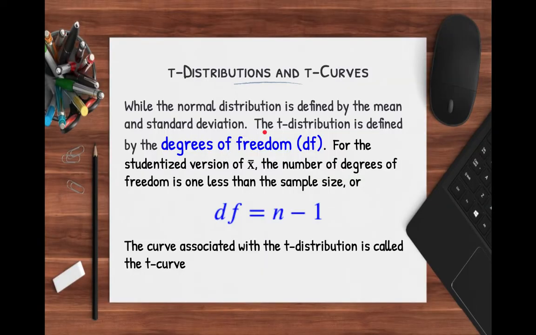So with the normal distribution, we can say, give me the mean and the standard deviation, and I can define the normal distribution. The t-distribution is defined only by one number, and that's what we call the degrees of freedom. The degrees of freedom is based on the sample size. We take the sample size minus 1, that's the degrees of freedom. And that's all we need to know to find the t-distribution we need to work with.